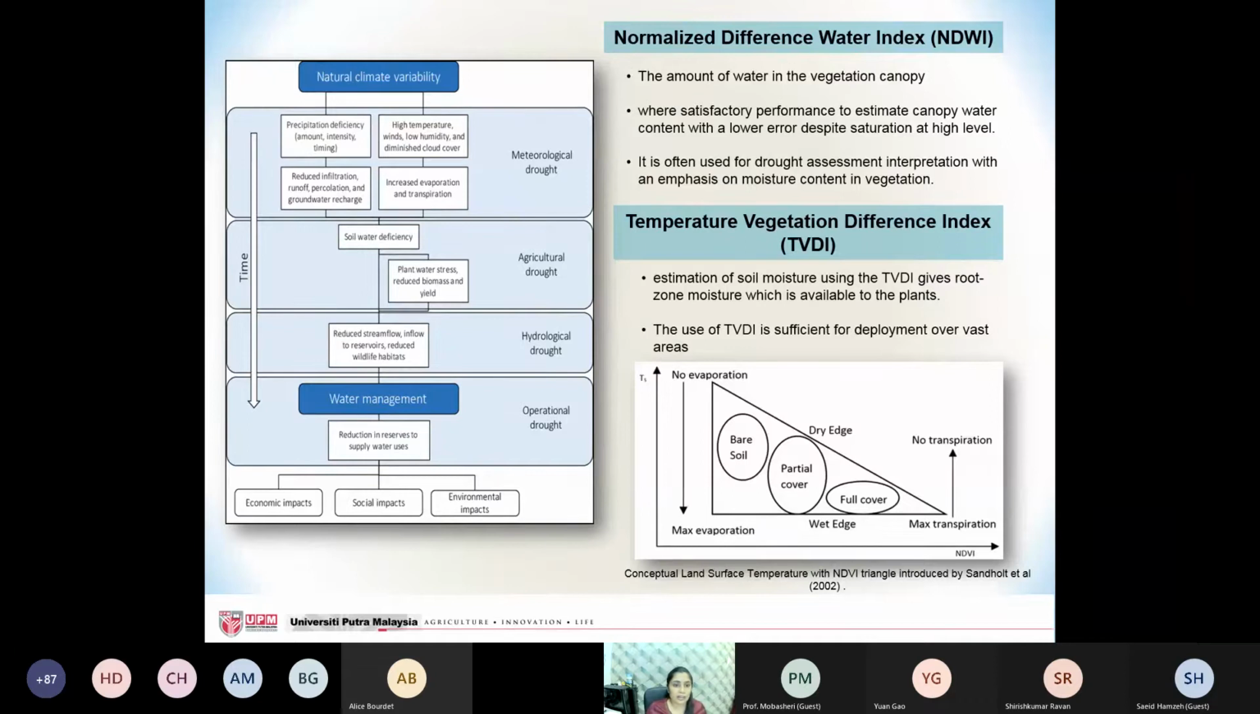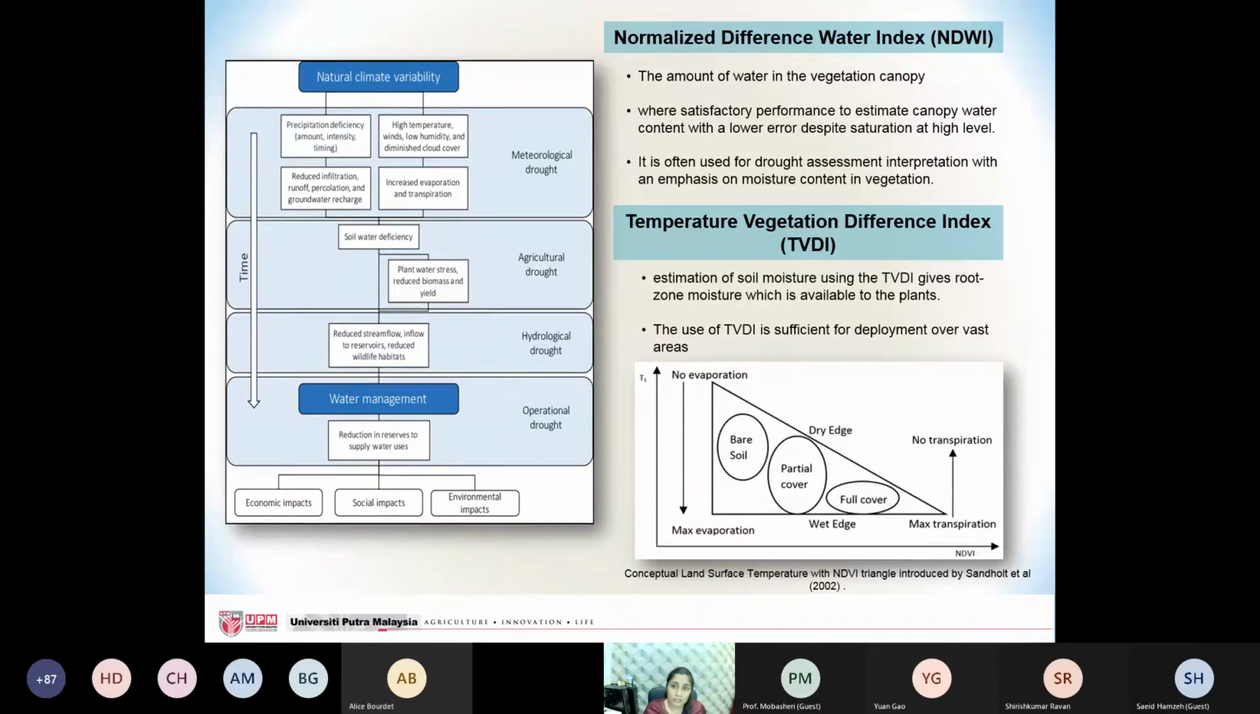So that's where I want to catch my thoughts today. My objective here is that if we use spatial indices like the normalized difference water index and the temperature vegetation index, this understanding of agricultural drought can be explored.